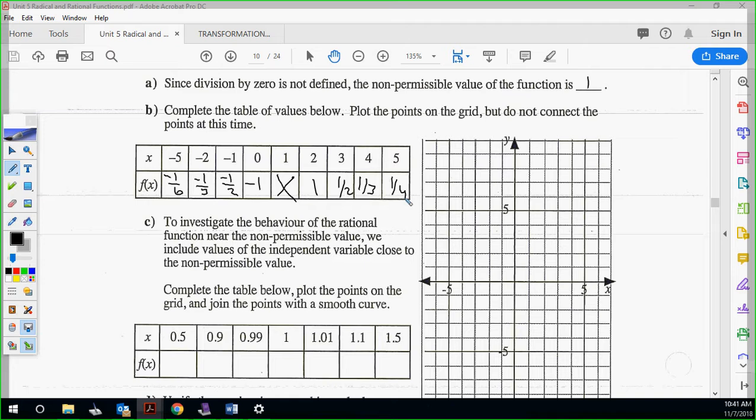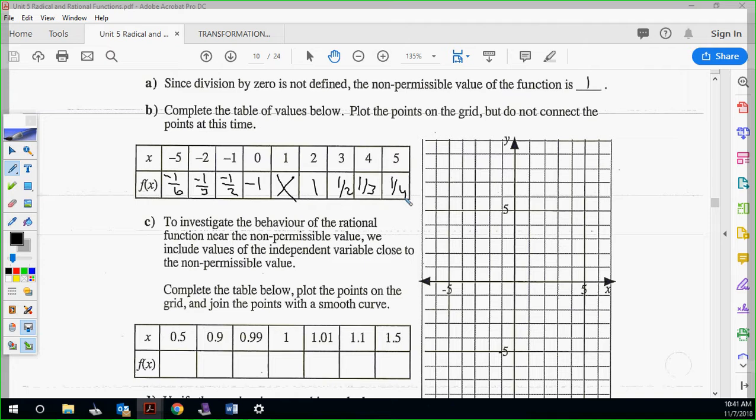Okay, this is going to come up quite a bit in calculus too, if you plan on taking that. But to investigate the behavior of a rational function near the non-permissible values, we include values of the independent variable close to the non-permissible. So we're going to get really close to it. See how we're doing 0.5, 0.9, 0.99, and we're seeing what's happening. And that just tells you where that graph's going towards the asymptote, because we know it can't be the asymptote, right?